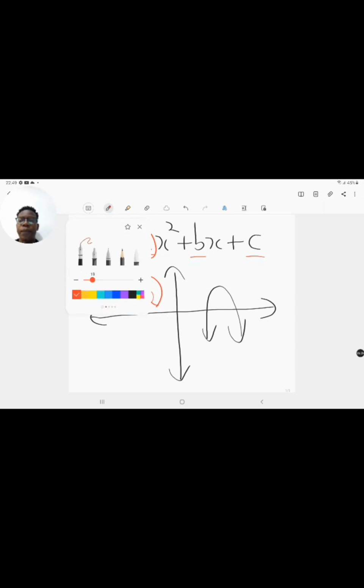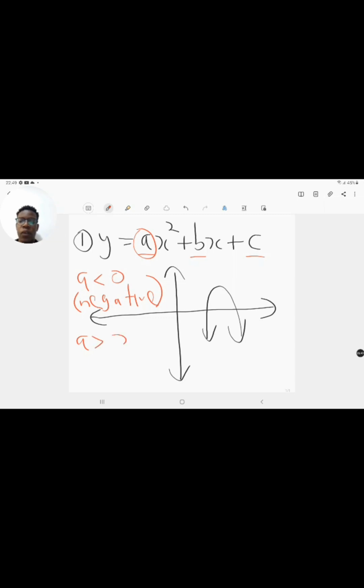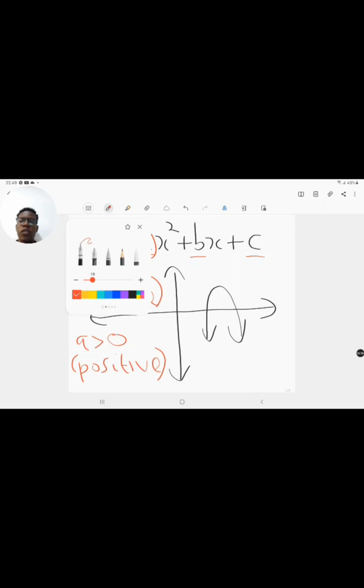If a is greater than 0, then you will be in a great mood, a good mood. So if a is greater than 0, it means it's positive, meaning that you've got a smiley face.